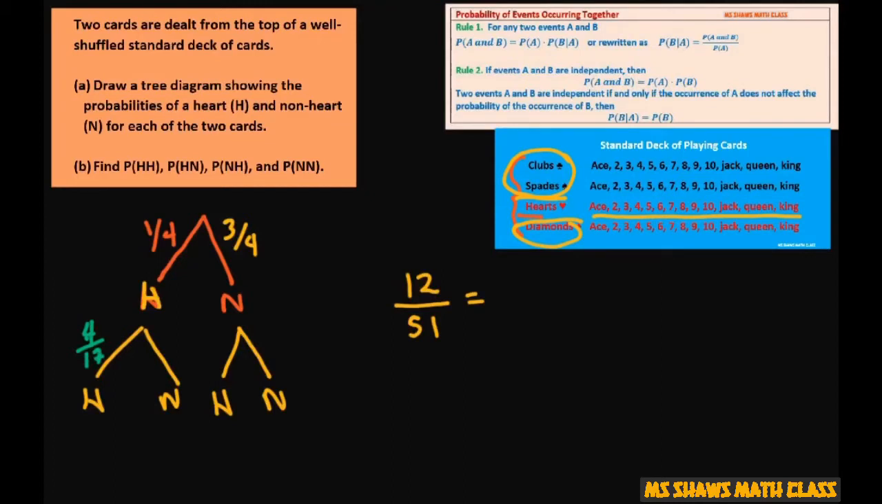Now, instead of doing the same thing for the non-hearts, all we have to do is make sure this equals 1. So we need to make this 13 out of 17, because 13 plus 4 is 17. Do you see where it makes it easier if you know that these two have to add up to 1?